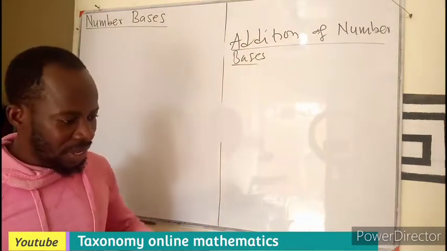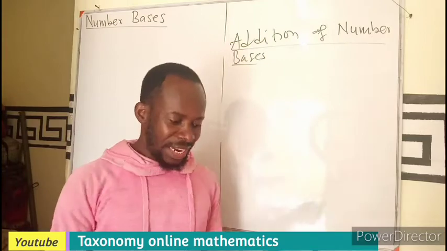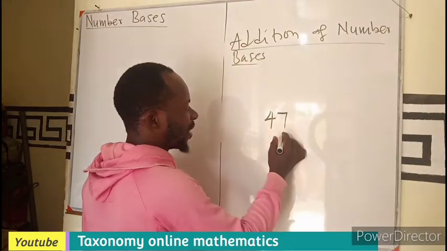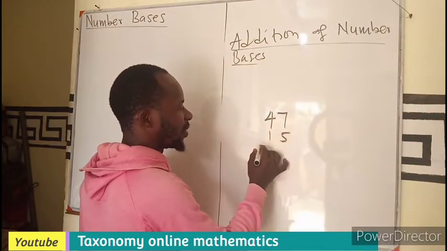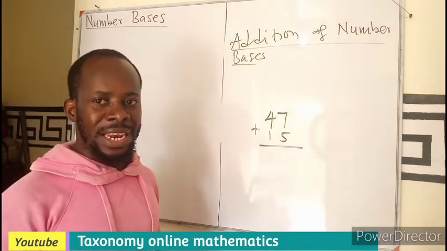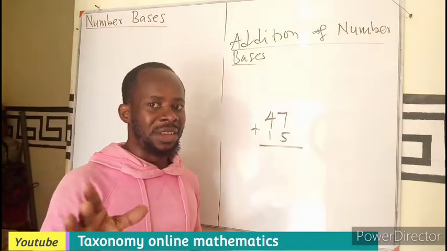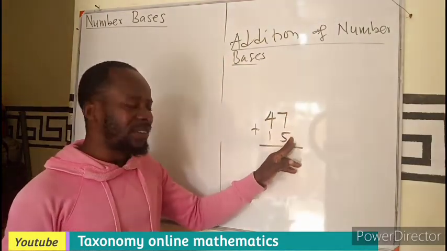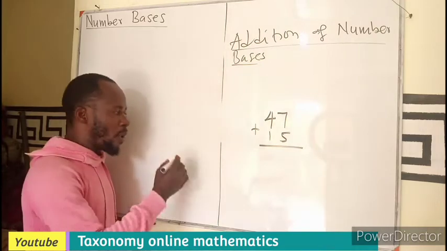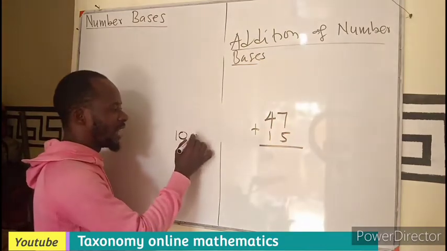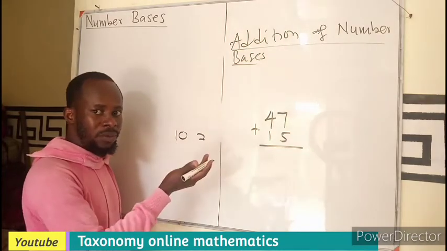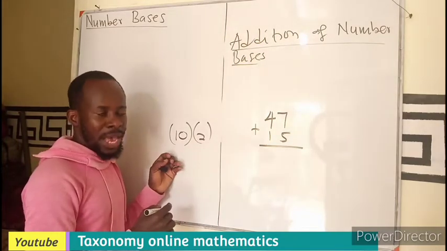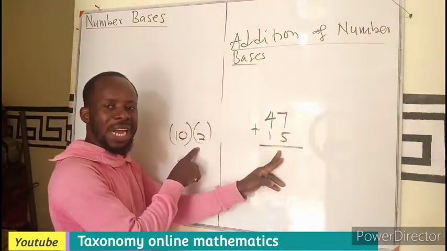Addition of number bases. How are we going to do that? Let's begin with the usual base 10. Let's say I have 47 and I'm to add this. Don't forget that any number that is written without the base is base 10. That's a number we already know, the base 10 numerals. So if I'm adding this plus this, that is going to give me a group of what? 1, 10s, and what? 2. I'll be having 12. And it's going to be 10 groups, then 2 single.